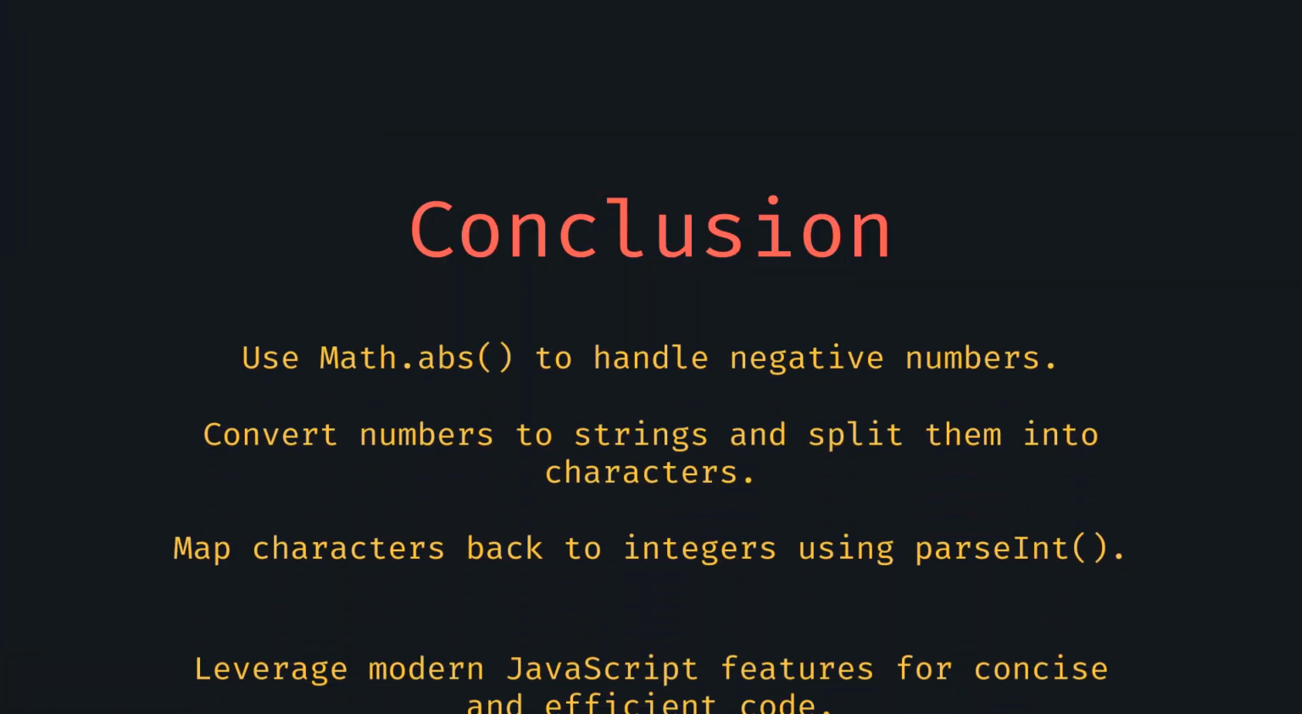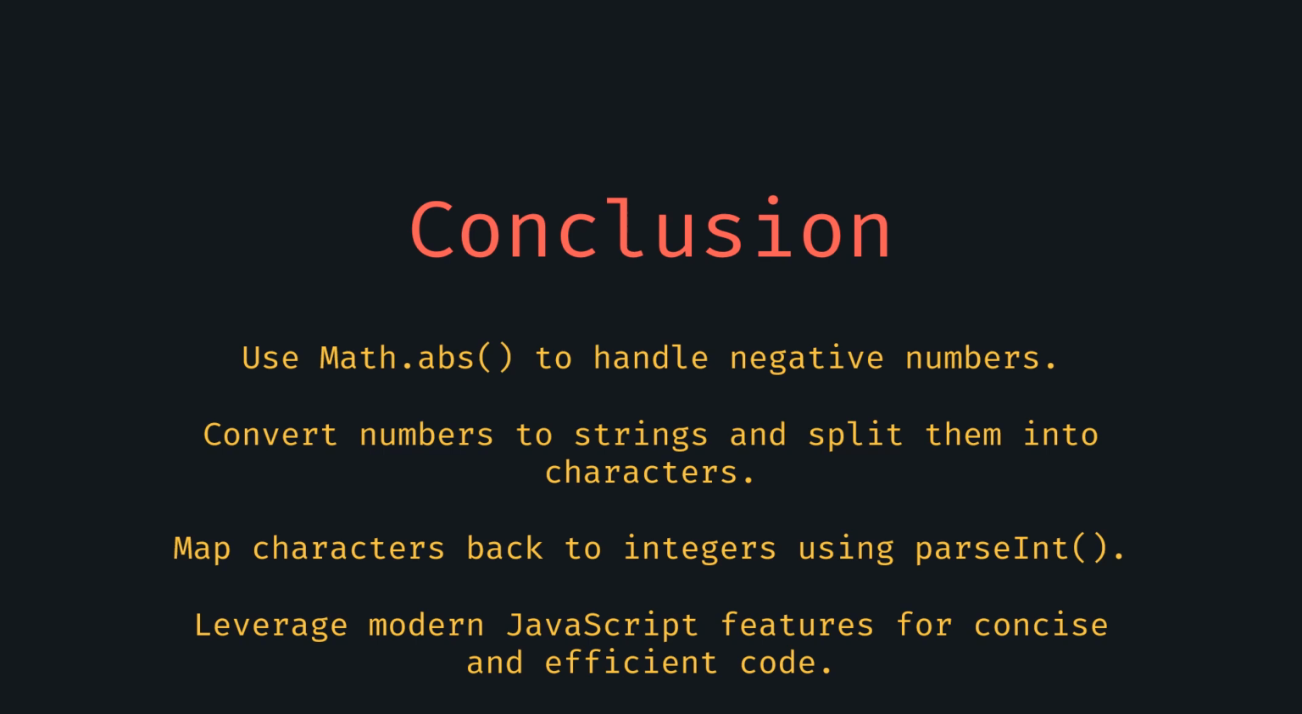In summary, this program efficiently converts a number into an array of digits using modern JavaScript techniques. By leveraging features like the spread operator and the map method, we achieved a solution that is both clear and elegant.